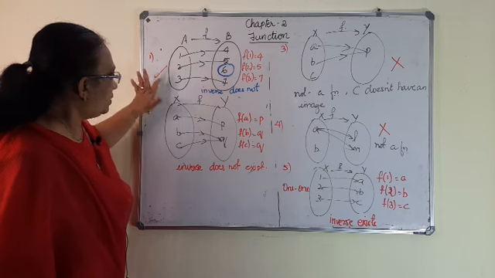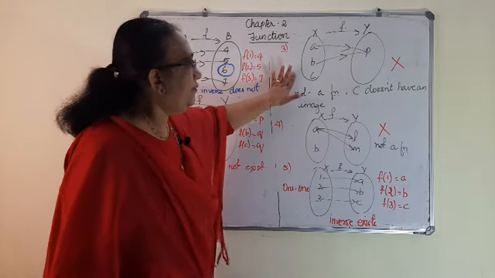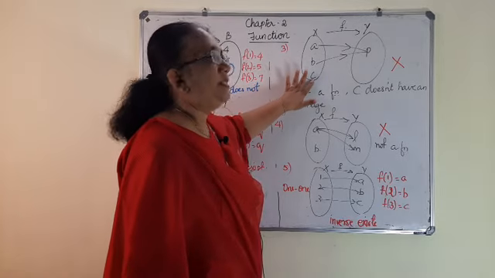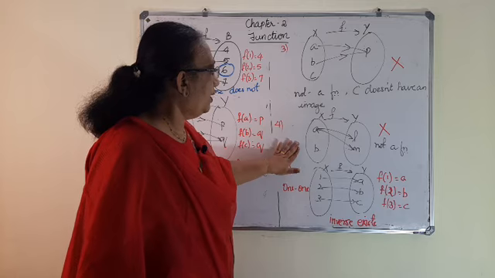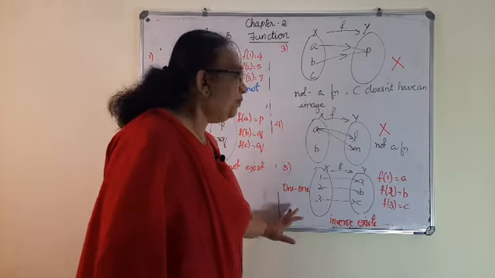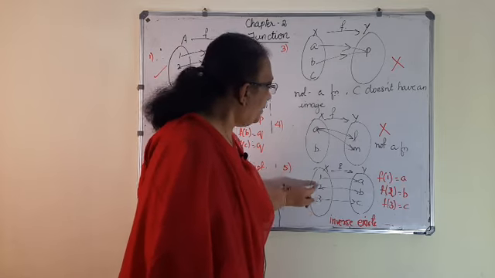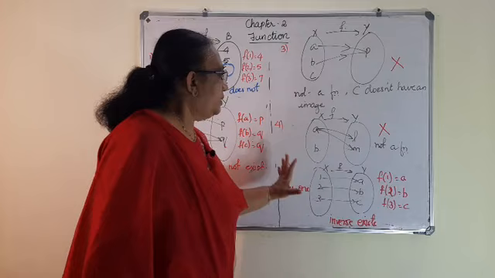So, the first one is a function, second one is a function, third one is not a function because C doesn't have an image. Fourth one is also not a function because A has got two images. Fifth one is a function because each element has one and only one image.